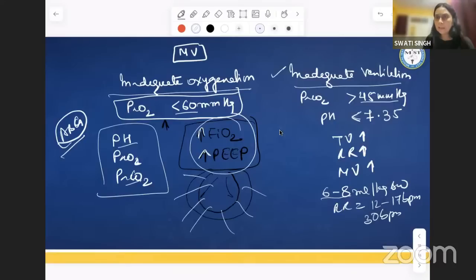So how can I bring the PaCO2 down? Already the respiratory rate is very high, so I will increase the tidal volume. If the respiratory rate is not high and tidal volume is high, I will increase the respiratory rate. So we balance respiratory rate and tidal volume to achieve an adequate PaCO2.